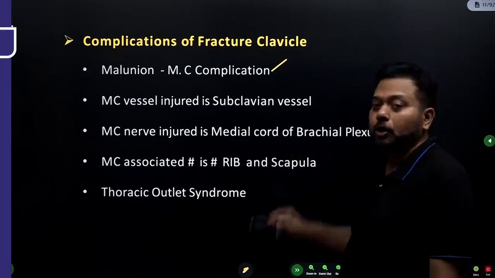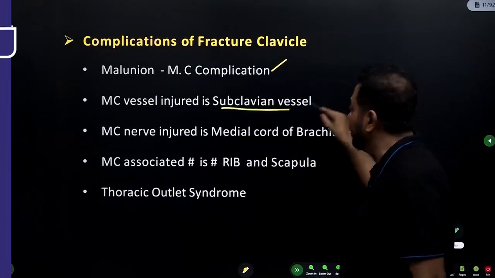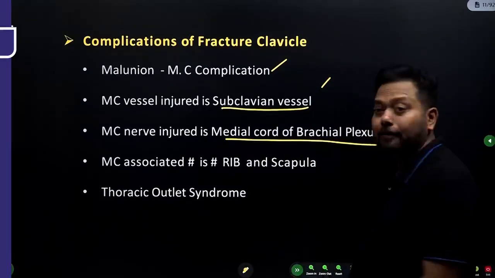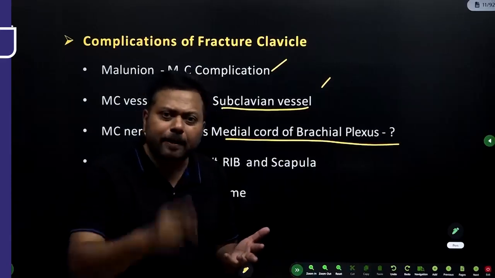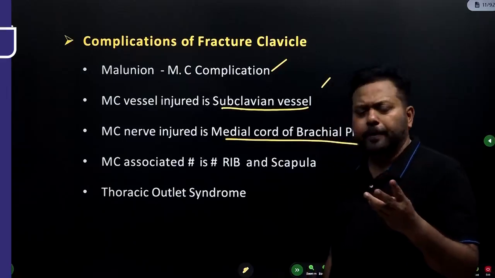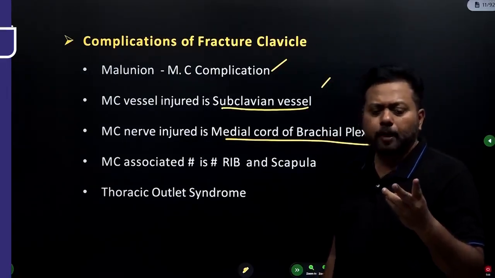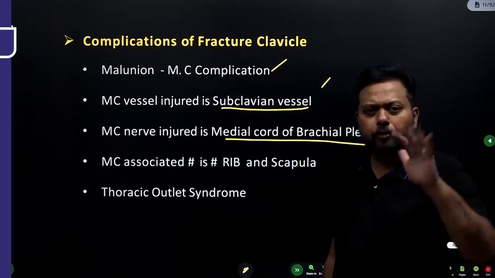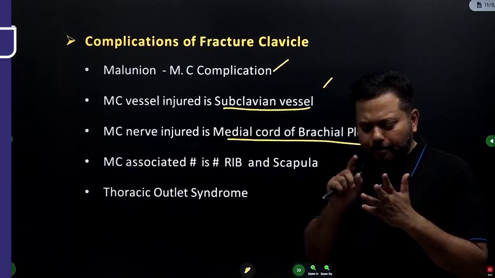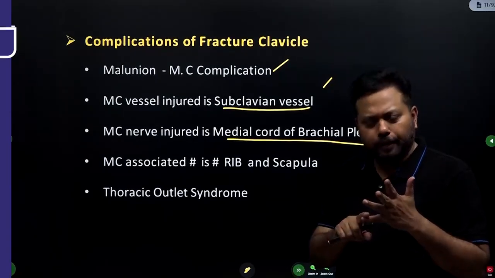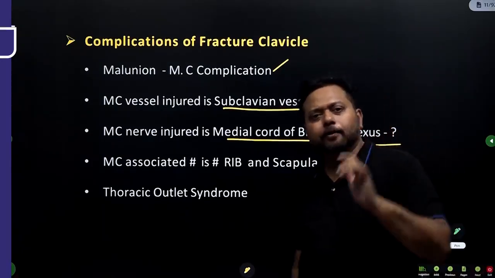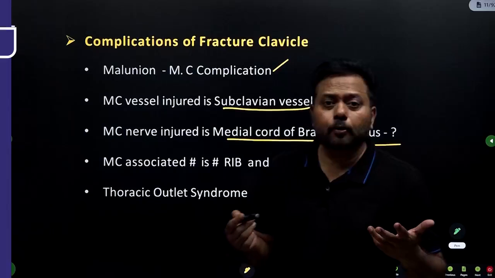The most common vessel injured in fracture clavicle is the subclavian artery and subclavian vein. The most common nerve injured in fracture clavicle is the medial cord of brachial plexus. The medial cord of brachial plexus has the medial cutaneous nerve of arm, medial cutaneous nerve of forearm, medial root of median nerve, ulnar nerve, and medial pectoral nerve. 5 nerves are there. Among them, you may be doubting which nerve is commonly injured.